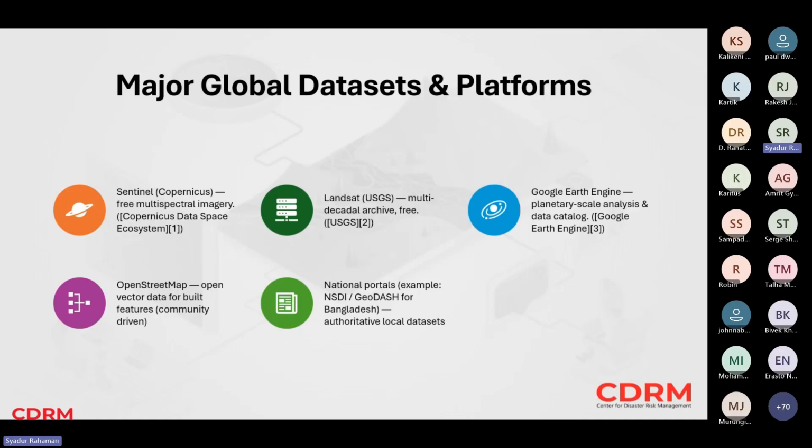Sentinel is one of the platforms hosted by Copernicus, and it is providing freely available higher resolution data, like 10-meter data sets you can find, or 15-meter, or for the thermal images you can get the 30-meter or 90-meter images.